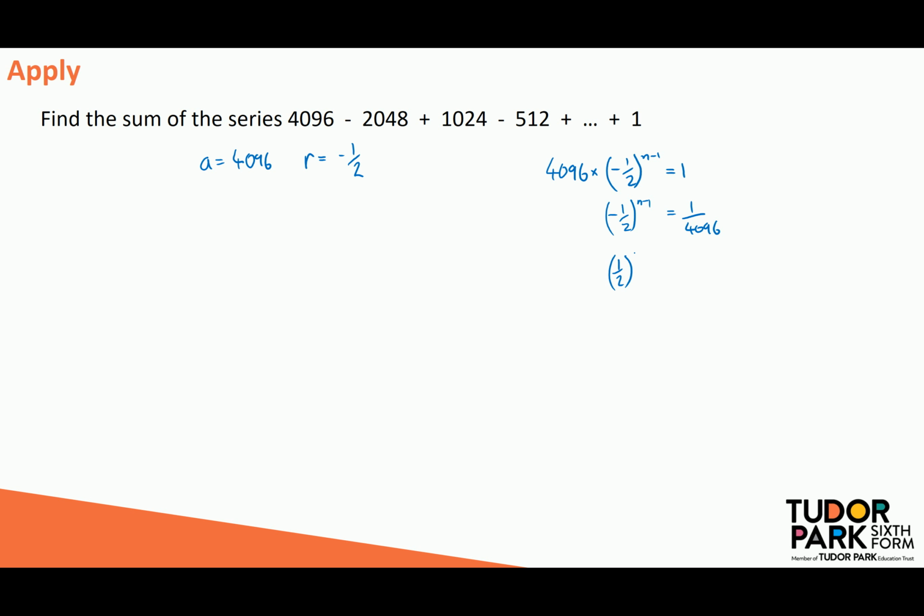I'm now going to drop the negative for that reason, and actually for a different reason, in that I want to use logarithms to solve this problem. And I want to use logarithms because the unknown is trapped in the indice.